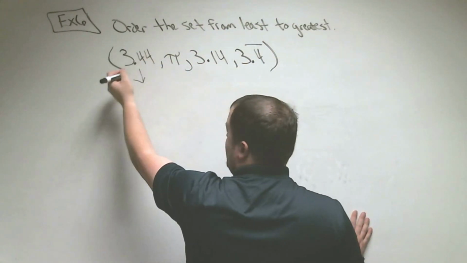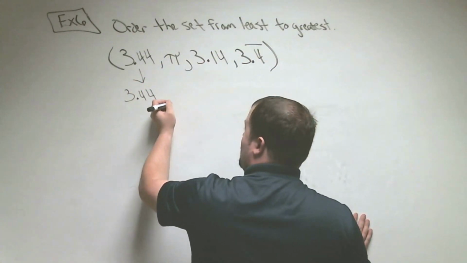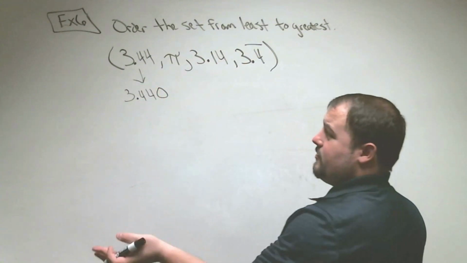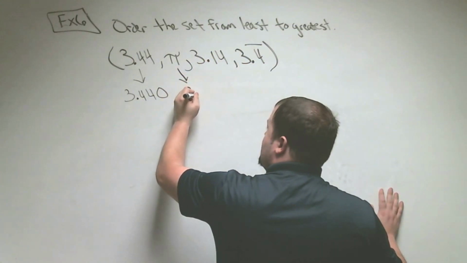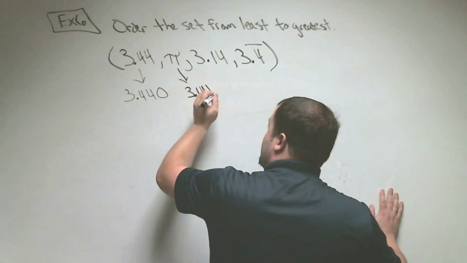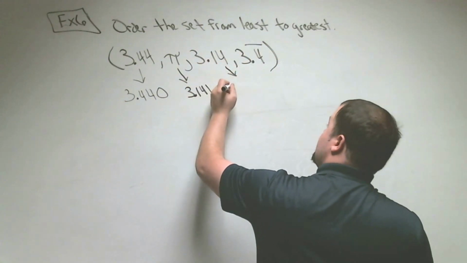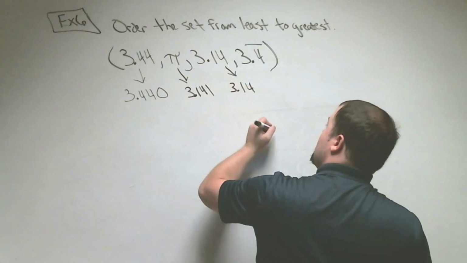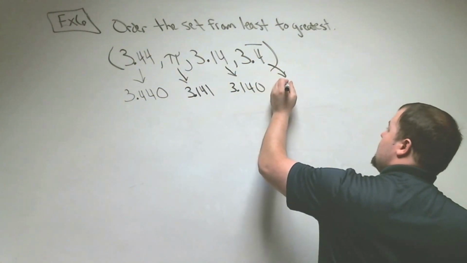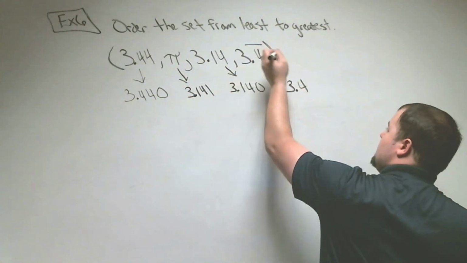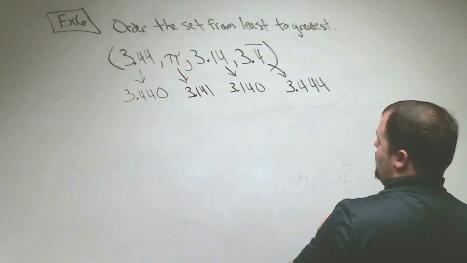So 3.44 is really 3.44, and if I want to go one more decimal place, I can put a 0, because there's nothing behind it. Pi is the decimal 3.14, and then the next number would be a 1. This is 3.14, and if I want to put a number behind it, I could put a 0. And then the last number is 3.4, and since it has a line above it, it means that that 4 keeps going, so I'm going to put 2 more 4s.